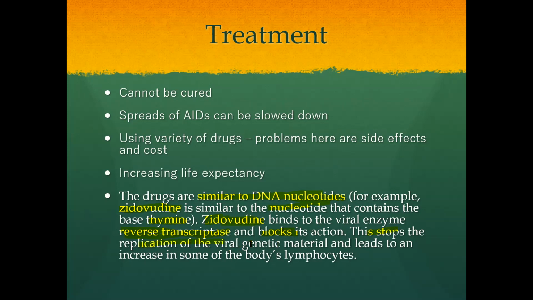So the replication of the viral genetic material is stopped, which leads to an increase in some of the body's lymphocytes, because basically this virus is destroying the helper T cells. If you stop reverse transcriptase, the number of body lymphocytes may remain unharmed. So this is something that can be done. With that, we have finished discussing the human immunodeficiency virus, which causes AIDS, acquired immunodeficiency syndrome.